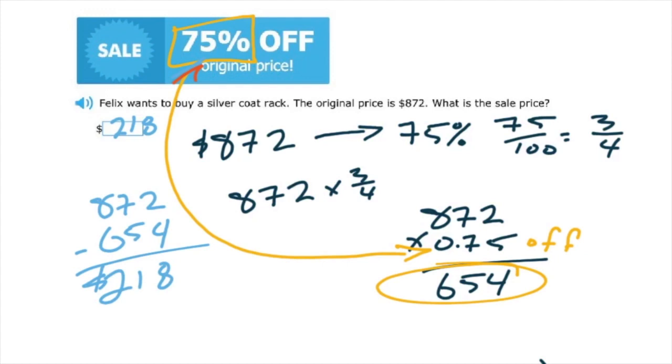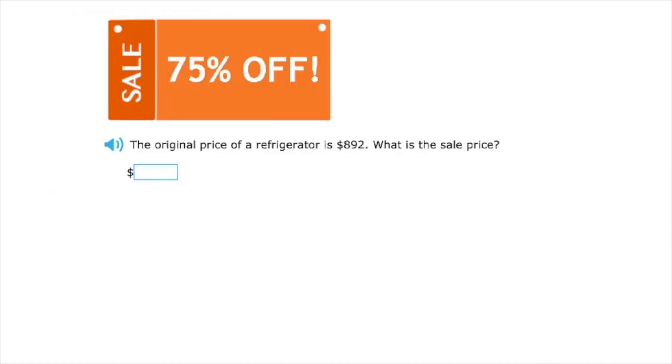Remember, with these problems, it's really 2 steps. The first step is figuring out what's the discount, and the second step is subtracting the discount from the total. Alrighty, let's look at one last problem in this problem set. In this case, the original price of the refrigerator is $892, and we want to find the sale price. And we know that up here we have 75% off.